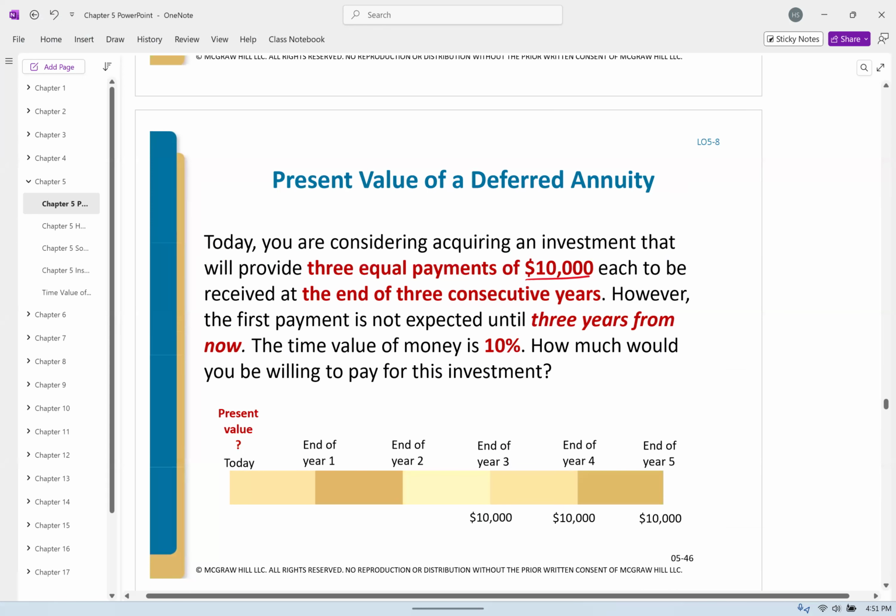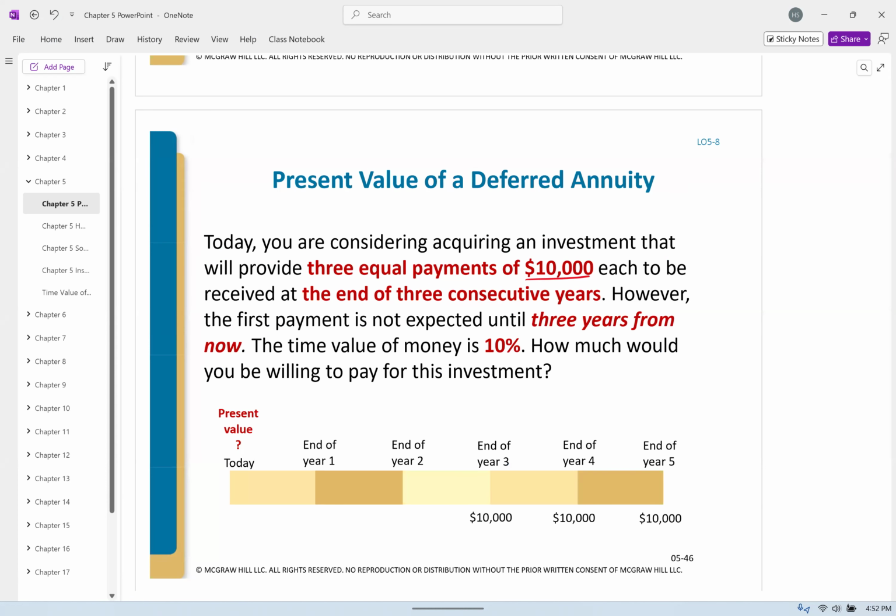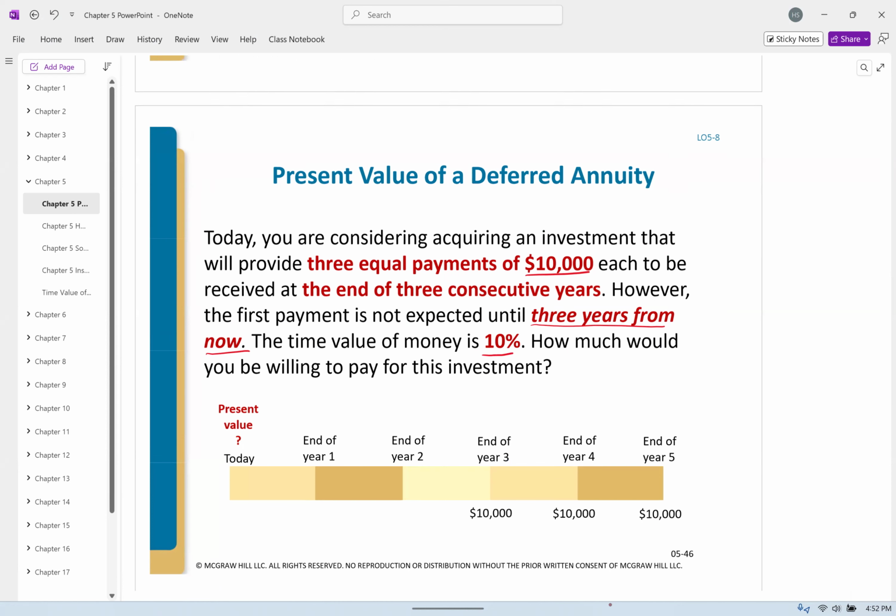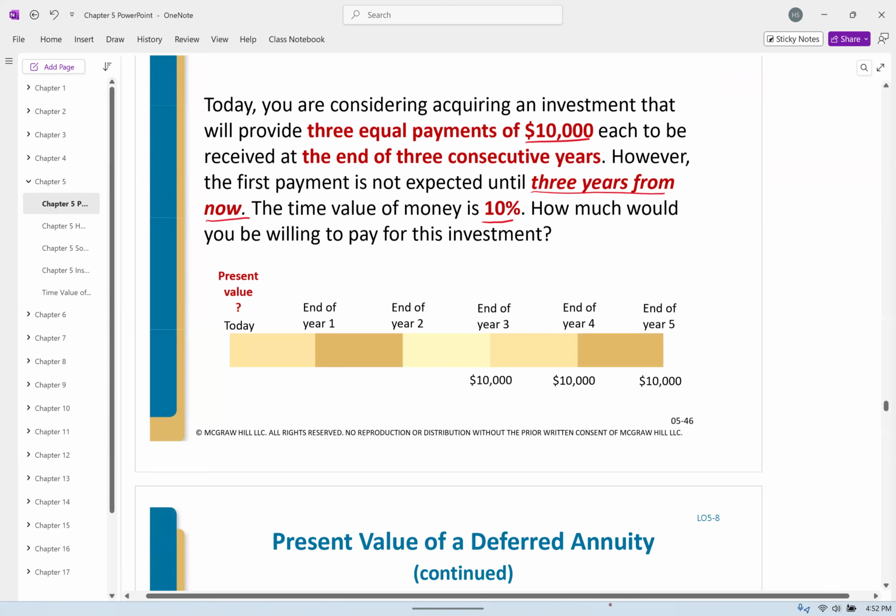All right. Now let's look at this one. Today you're considering acquiring an investment that will provide 3 equal payments at the end of each of 3 consecutive years. However, the first payment is not expected until 3 years from now. The time value of money is 10%. How much would you be willing to pay for this investment? So, oh my goodness, we got like 2 different things going on here.